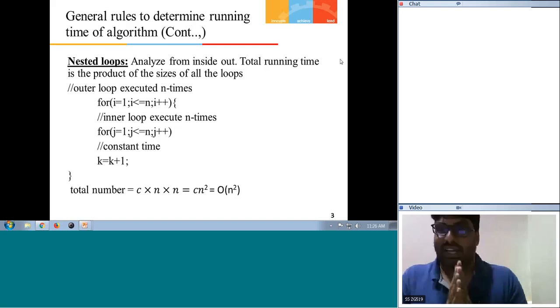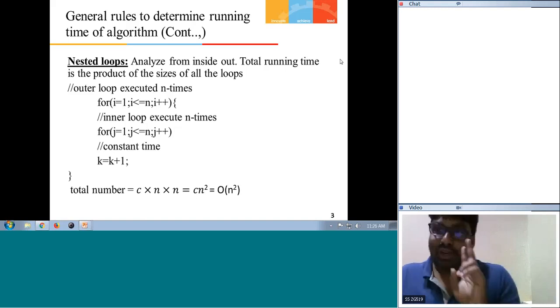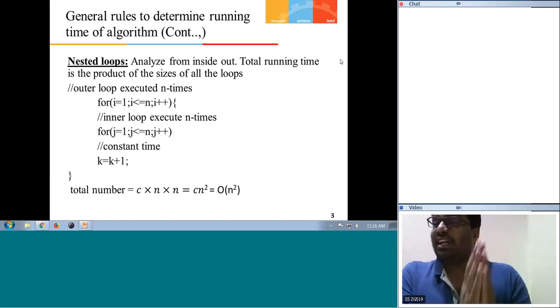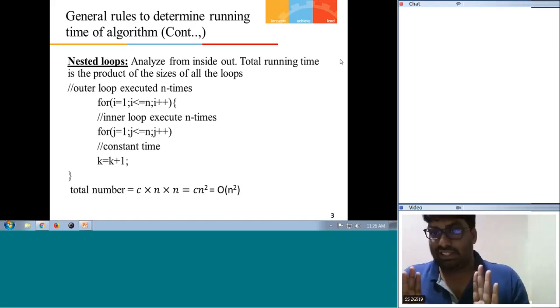Just any number you can type. Someone type 100. Someone has 50. See, your n is the size of input. For someone it is 500, for some it is 100, for some it is 50, right? You agree with this case?